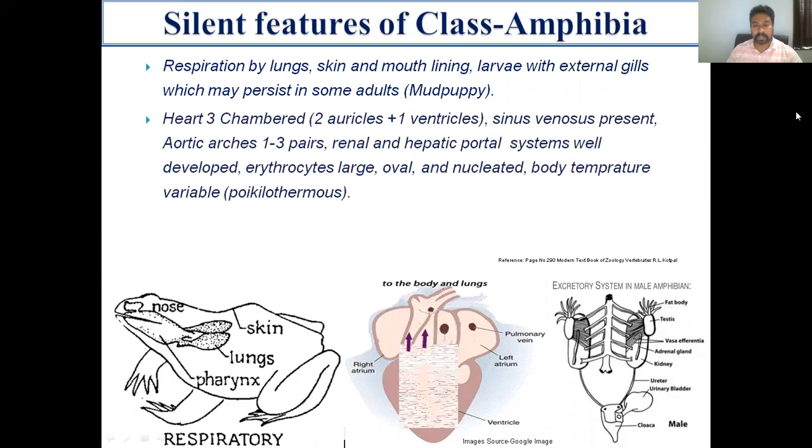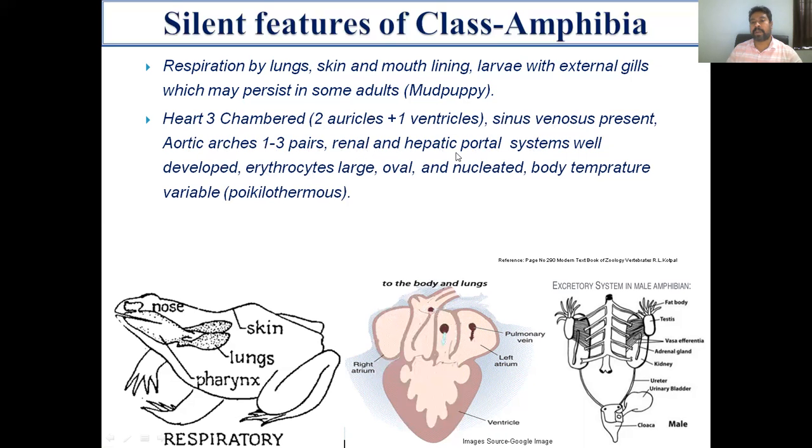Regarding its circulatory system, the heart is three-chambered. There are two auricles and one ventricle, the right and left auricle, and a single ventricle. And the accessory chamber, sinus venosus, is present. The number of aortic arches is 1 to 3 pairs. Renal and hepatic portal systems are present.